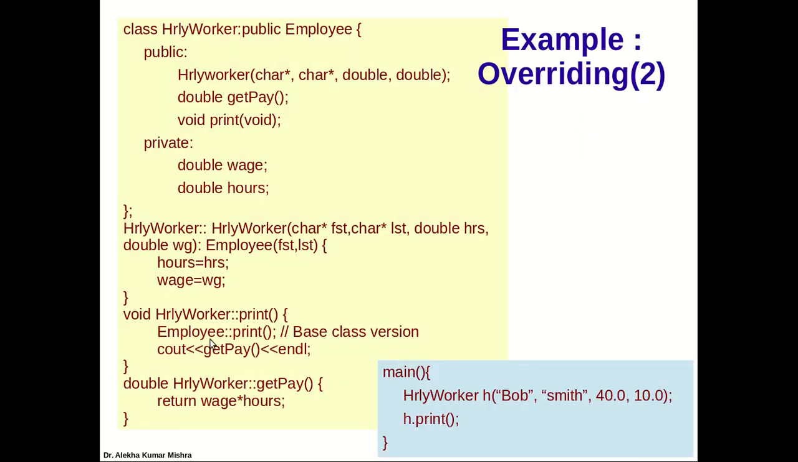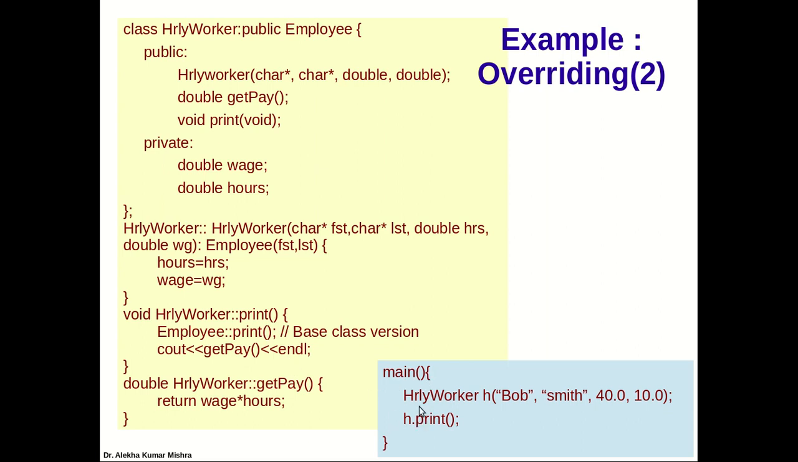Okay, after that we call get pay. Get pay is going to calculate the wage multiplied by hours to get the total payment for the hourly worker. So here it shows an example of how print is overridden, and still we can call the base class version of that print function. Okay, so here is the example.